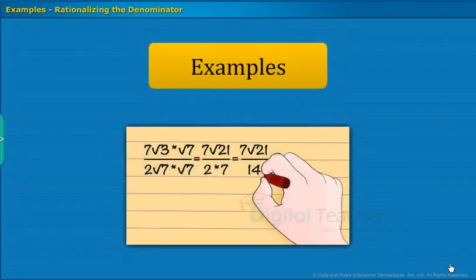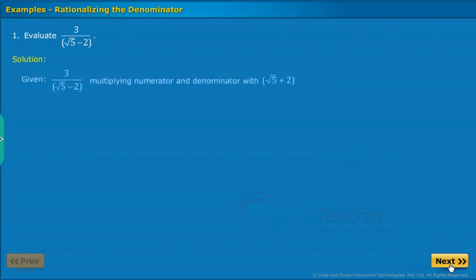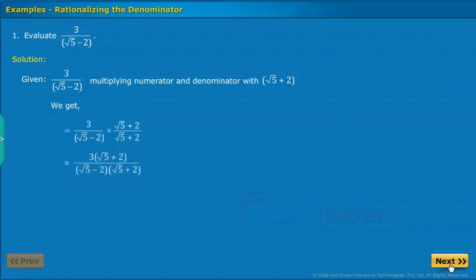Let us solve some example problems on rationalizing the denominator. Evaluate 3 by root 5 minus 2. Solution: given expression is 3 by root 5 minus 2. Multiplying numerator and denominator with root 5 plus 2, we get as shown. Multiplying it further, we get 3 into root 5 plus 2 by root 5 minus 2 into root 5 plus 2.